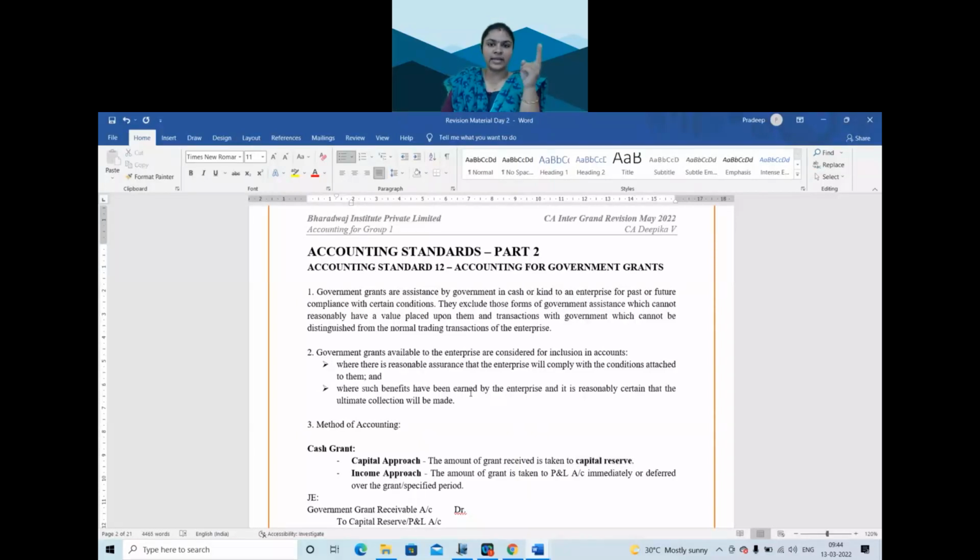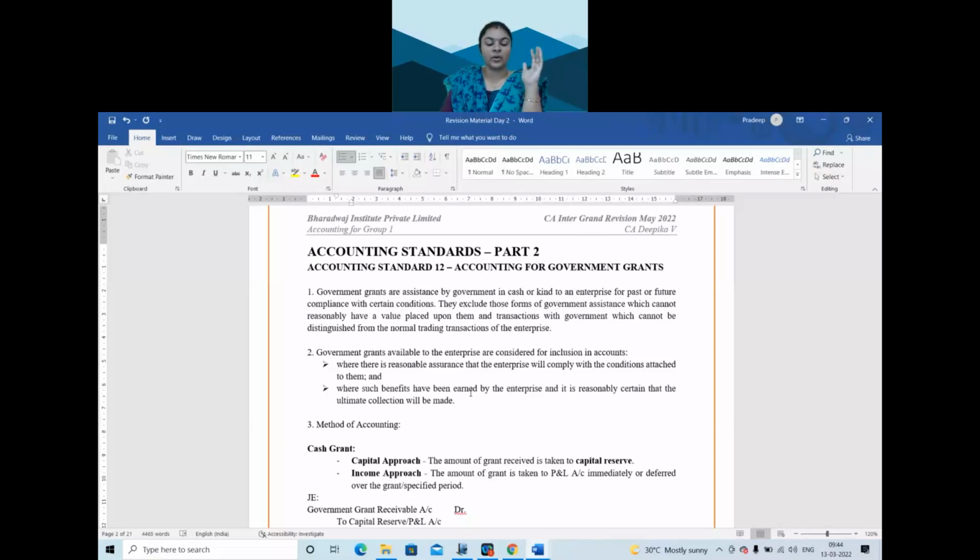Second type, if the grant is given for your business motivation or business encouragement, then in that case, what happens? That type of grant partakes the character of income, or revenue nature. So basically, if it is revenue in nature, it has to affect your profit and loss account. Simple rule: anything which is revenue in nature goes and hits your profit and loss account.